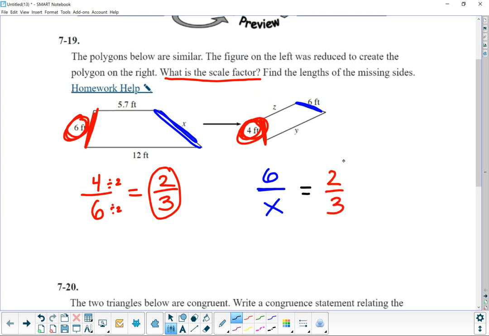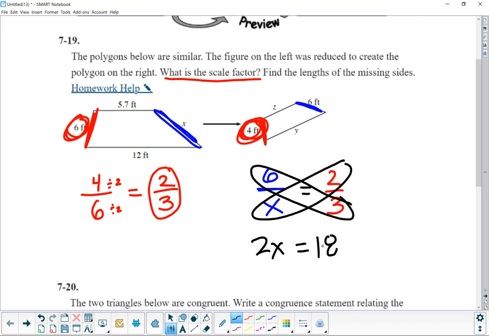Okay, do a cross multiplication. 2x equals 6 times 3, which is 18. Divided by 2, x equals 9. So that side right there has a length of 9. Okay, one more side. Well, two more sides. We got y right here.